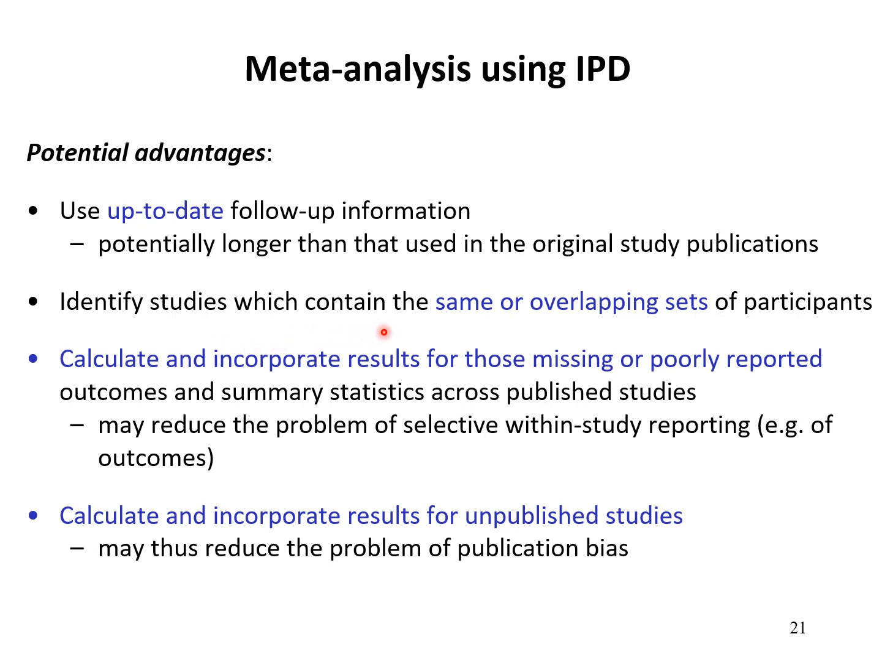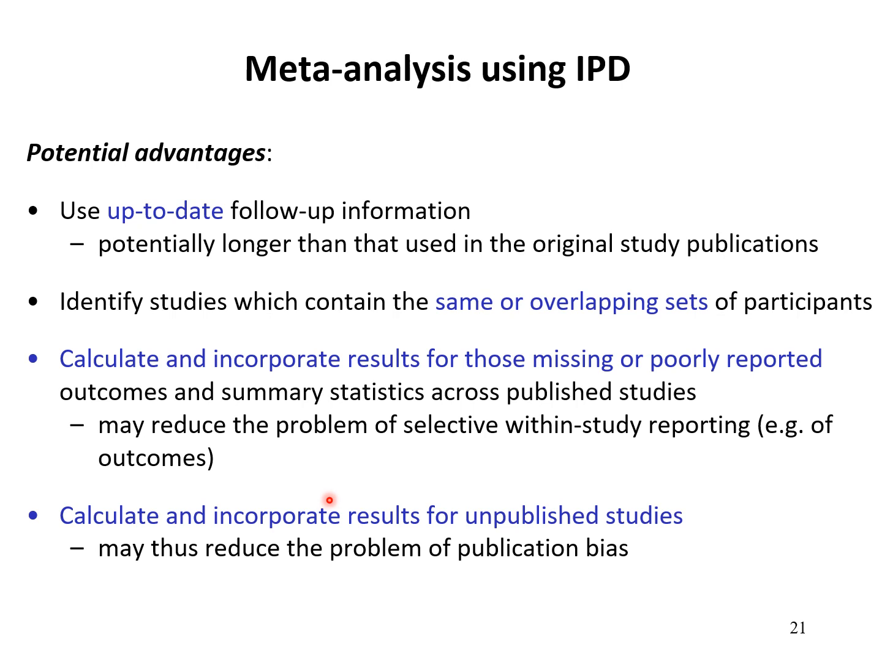Sometimes, for whatever reason, particularly in cohort studies, there may be some overlapping sets of participants across studies, and IPD would allow us to resolve that. We may have more outcomes available in our IPD than were available in the publications. And therefore we can overcome potentially the problems of outcome reporting bias by calculating results and aggregate data ourselves for those outcomes that we want.